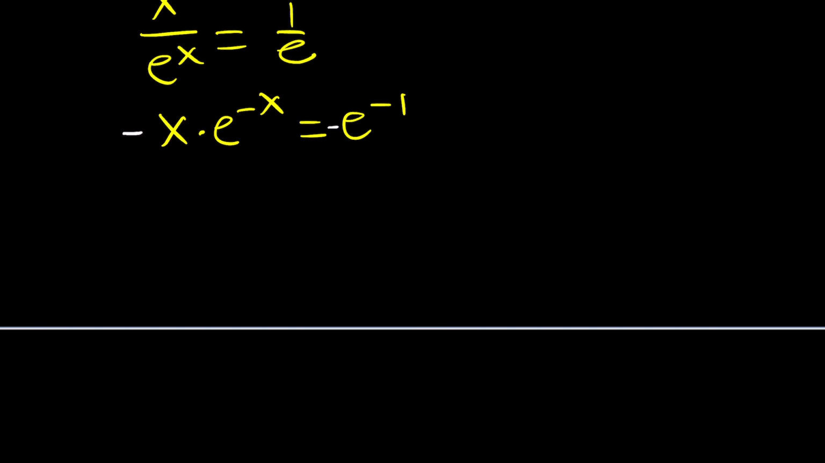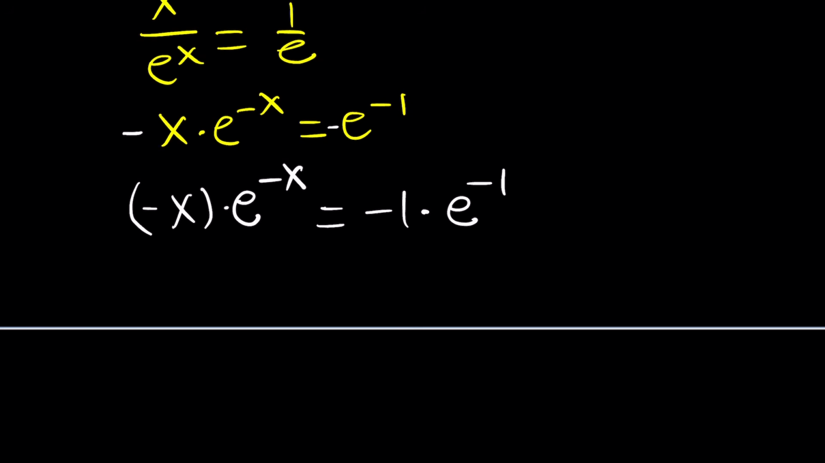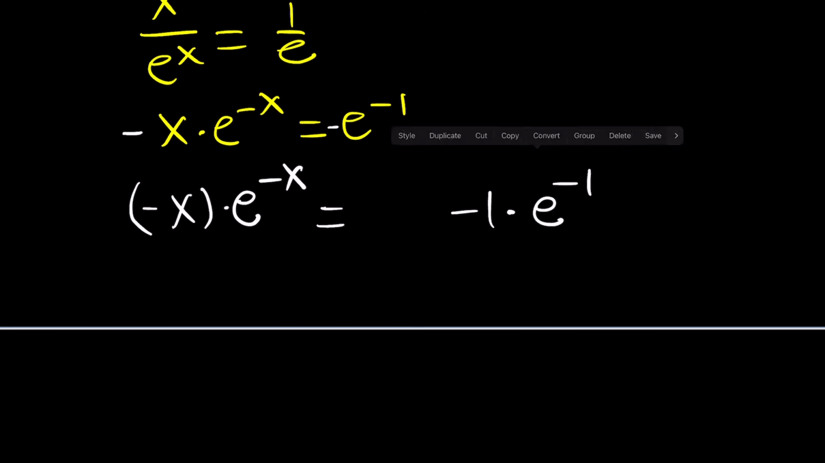Now, this is what we exactly want, negative x multiplied by e to the power negative x, which is in the form t e to the t. But here, we don't have that, so we're going to write it as negative 1 times e to the power negative 1. Now, when you apply W on both sides, and we kind of need to move this a little bit so it can fit the W there. So we're going to go ahead and apply W on both sides.